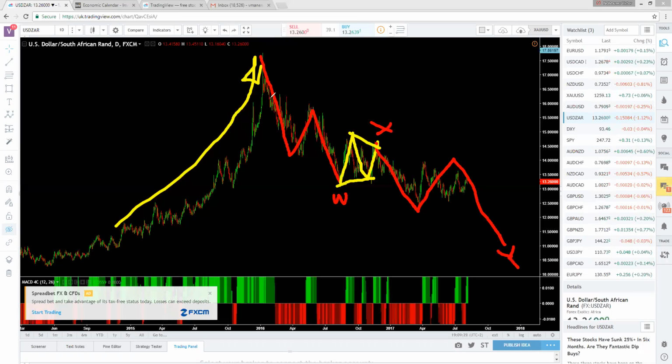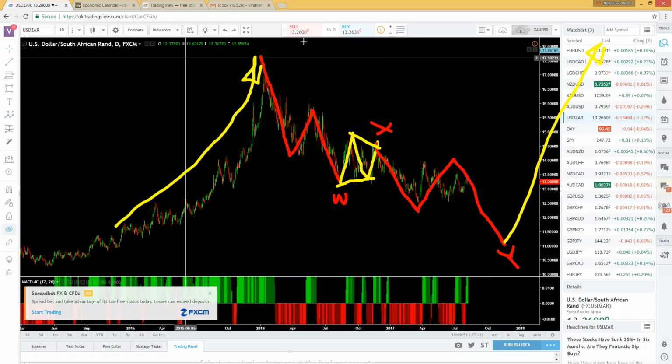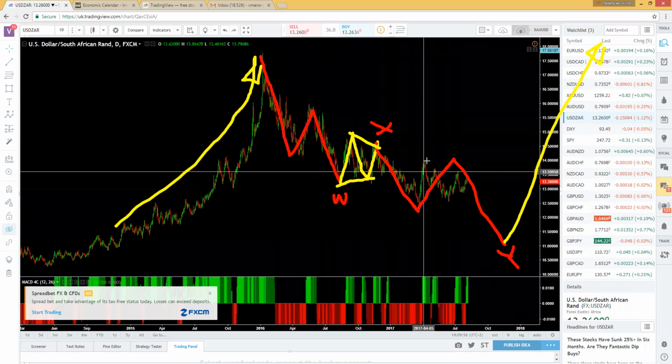So this is what I'm expecting. After this, only then will I look for the Rand to do the big move, the 23 to the dollar that most people are looking for. It's not ready for that yet. For now, from last year, we've just been selling the ZAR. Okay, so that is on the daily. So you can see how clear this pattern is, and why am I expecting this? What am I expecting on this pattern?